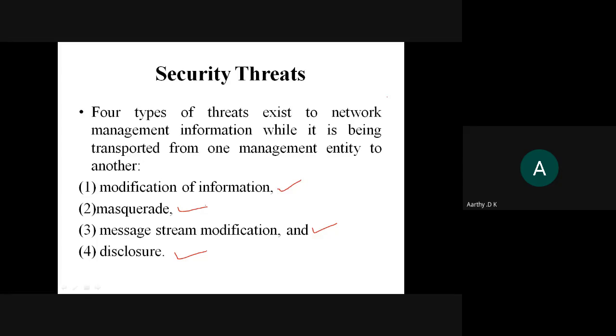We have two more threats which are treated as non-threats, that is, they don't do much damage to the system. These four kinds of threats, if they happen, will damage your system. Your whole network can be crashed. So modification of information, masquerade, message stream modification, and disclosure are the four major threats we have.